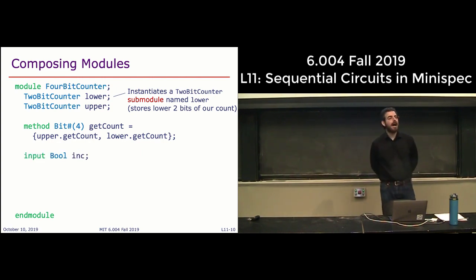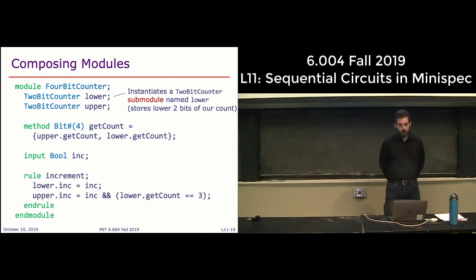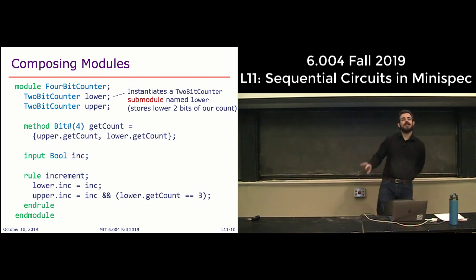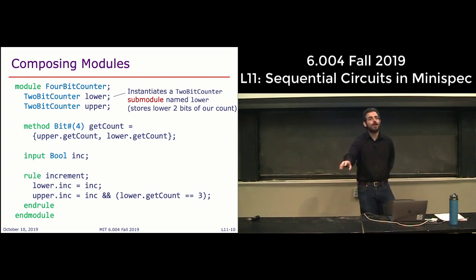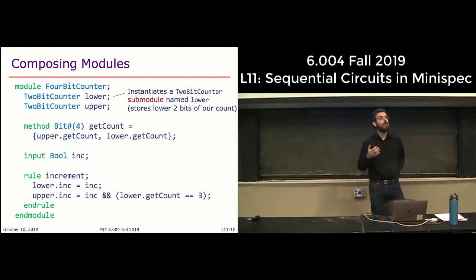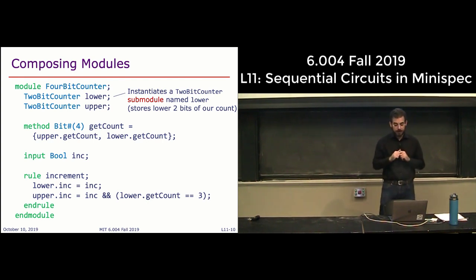Okay, we're still going to have an increment input, an inc input bool. And then the rule is going to do something different. Here we don't have registers. We have submodules, these two instances of the 2-bit counter, and we can't go and manipulate the internal registers of the modules. Instead, in the rule, whose whole purpose, remember, is to compute the next state, when we have submodules, what we have to do is set the inputs of the submodules. And then the submodules themselves will set whatever registers they have internally.